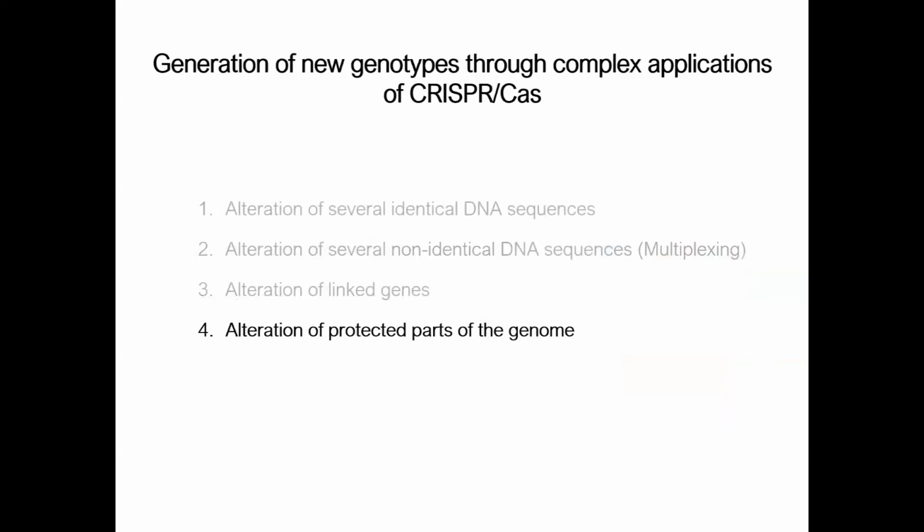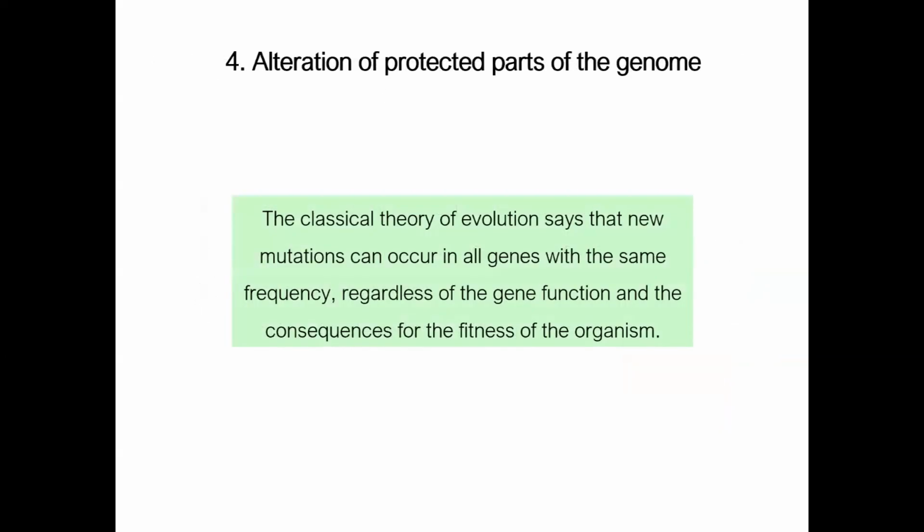We are coming now to the last point of our list, the alterations of protected parts of the genome. The classical theory of evolution says that in nature, new mutations can occur in all genes with the same frequency, regardless of the gene function and the consequences for the fitness of the organism.